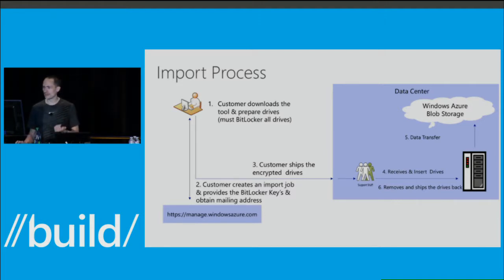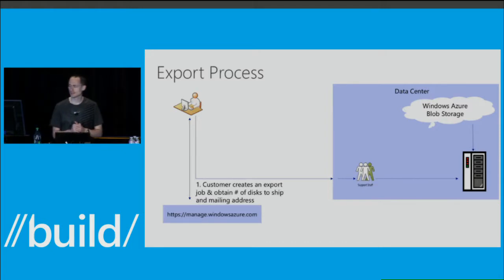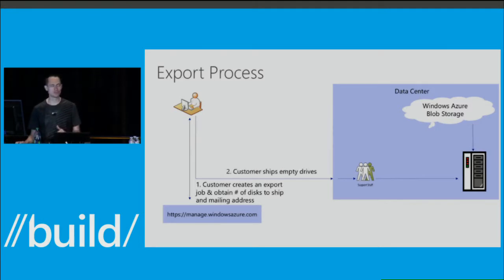Okay? Export's a similar process, just a few minor differences. One is you'll actually specify to us with our tools what blobs you want to export. We'll use that to determine how many disks are required. Then you'll go create a job via our portal or REST interface, and we'll specify how many disks you should ship us, and we'll tell you where to ship them. You'll then ship those empty disks to us.